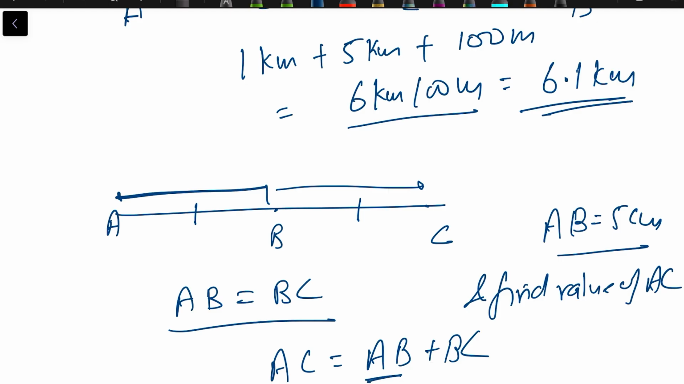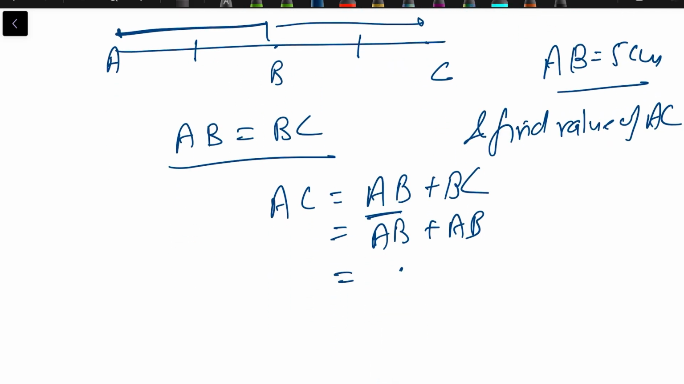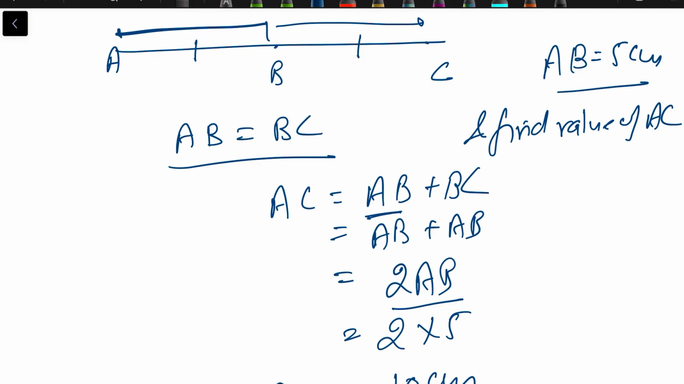AB is equal to BC. So we can write this is equal to AB plus AB, because both the points have the same length. So we will say it's 2 of AB, and we know the value of AB. AB is equal to 5 centimeter. So this AC is equal to 10 centimeter. So the total length of this AC is equal to 10 centimeter. Clear?